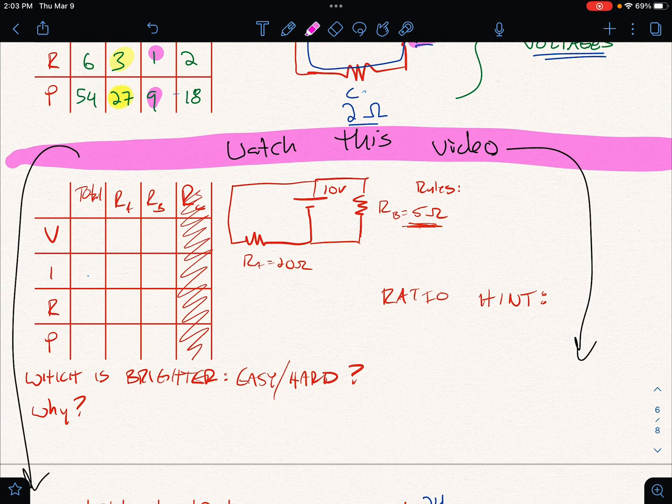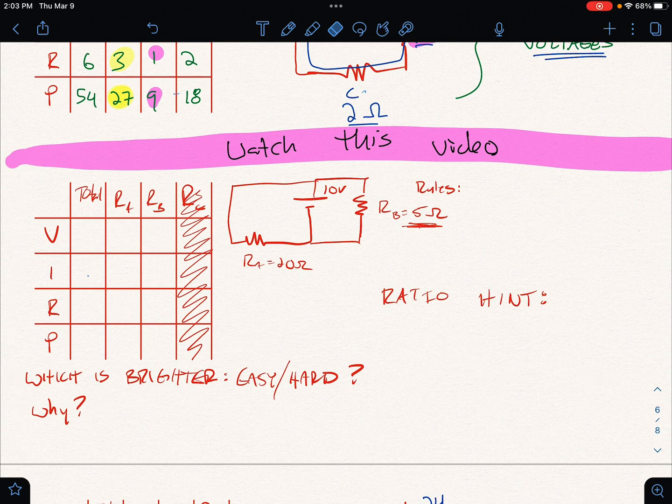What I want to do with you all today is see how these rules are going to work out for a parallel arrangement. The electricity here is not constrained to go through both of the light bulbs in one lap. The electrons are going to choose.